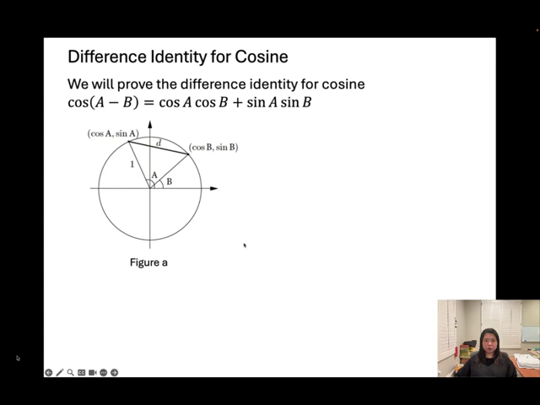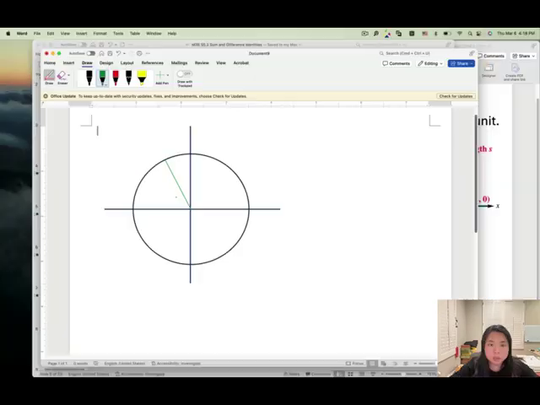We have figure A here, with an angle A and an angle B. Let me explain this picture. This is the unit circle, whose equation is x squared plus y squared equals 1. The radius here is equal to 1. Then I have a straight line, and I create the angle, which will be the angle A.